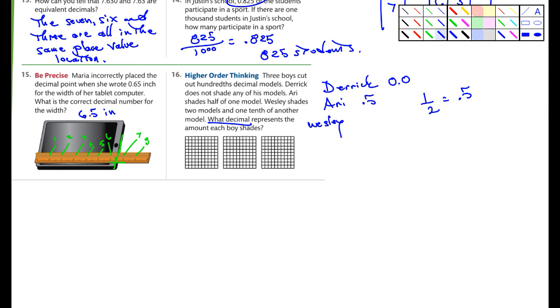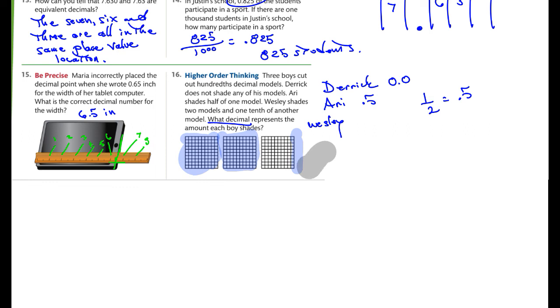And then Wesley, he shades 2 models and 1/10 of another model. So Wesley shades all of 2 models all the way. All right. And then he shades 1/10 of another model. So I don't know if I can make this small. There might be a way to do it, but I'm not going to worry about it right now. So 1/10. That's 1 row of 10. Okay, maybe I can erase.